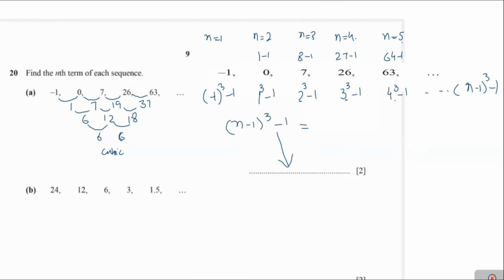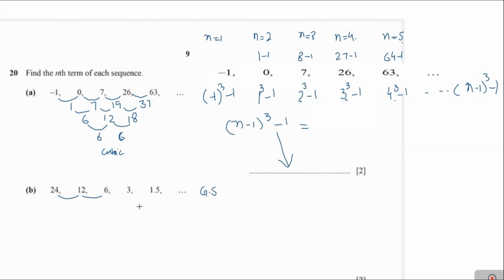Now, next is part B. You see here 24, 12, 6, 3, and 1.5. Now, you see here, each value we get is divided by 2. When we divide 24 by 2, we get 12, and 12 divided by 2, we get 6, and so on. It means each value is obtained by multiplying by 1 over 2. Therefore, when we get each value by multiplying by a constant number, this sequence is a geometric sequence. This is the geometric sequence.